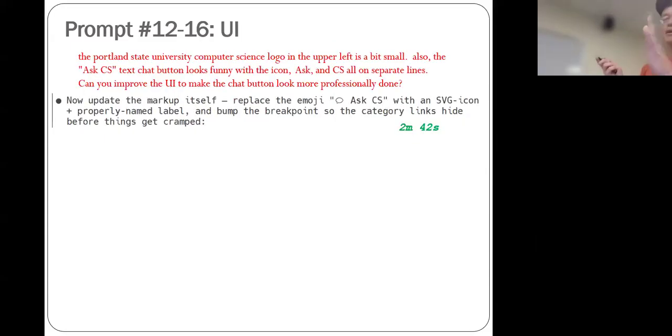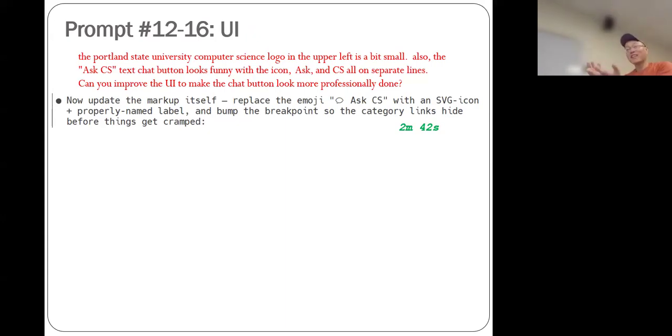And then, okay. So the next 4 or 5 prompts are all UI. I'm asking it to update the UI for my preference. So the first one is like, oh yeah, this logo is too small. The chat button looks kind of crazy. And it basically implements a structured vector graphics file to put in the UI.